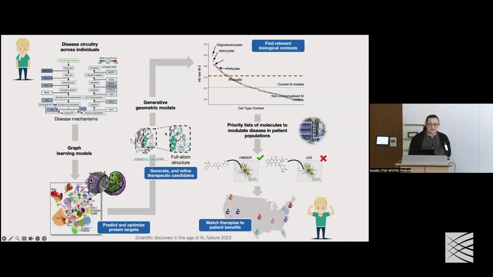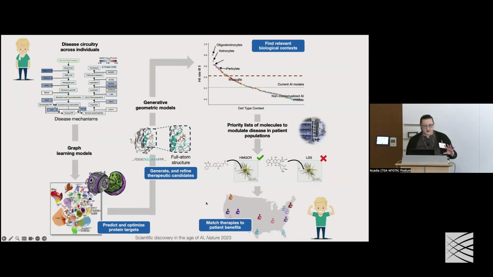All that is done in the context of a specific relevant biology, often represented as relevant disease context, patient context, or cellular aspects. And finally, that leads to priority lists of candidate compounds and candidate protein targets that then feed into experimental screening, downstream experimental validation, and eventually matching of therapies to patient benefits. So we really go from molecular understanding of disease mechanisms and are developing models that can help us generate better scientific and medical hypotheses to make the drug discovery and development process more efficient.